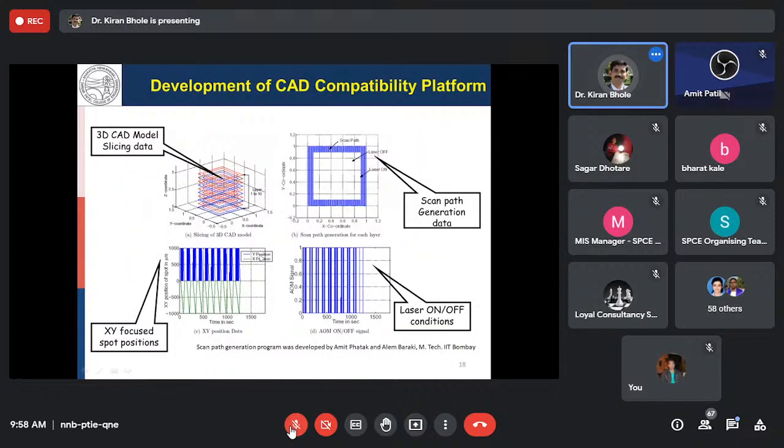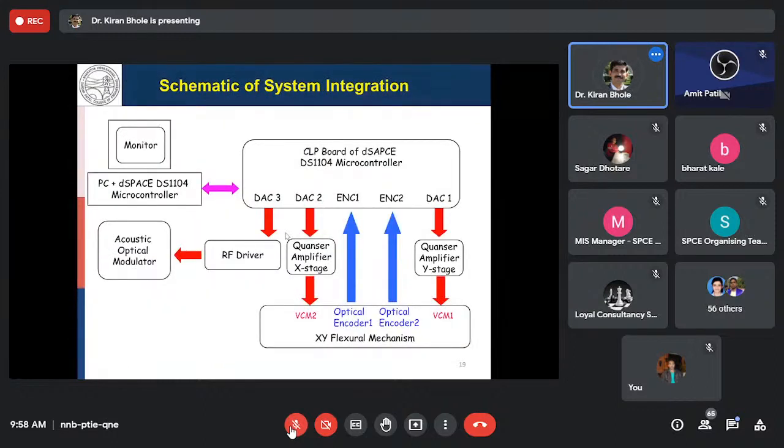So this is the development of the CAD compatibility platform. This was developed in-house at IIT Bombay. The entire program was developed in MATLAB by the MTech students Amit Pathak and Alam Baraki during their MTech work, and they have used it. And then this is the CAD interface, or the CAD outcome of that particular scan path and line program. This is the schematic of the system integration.